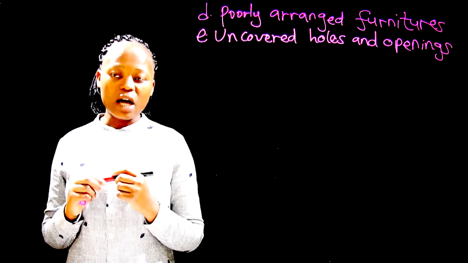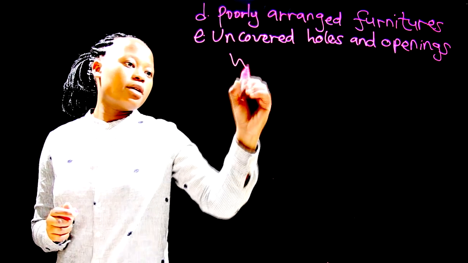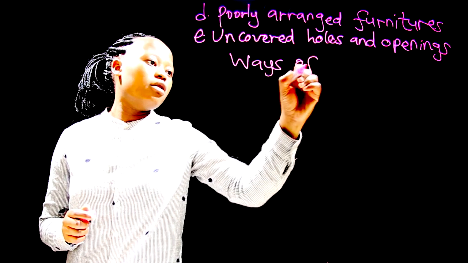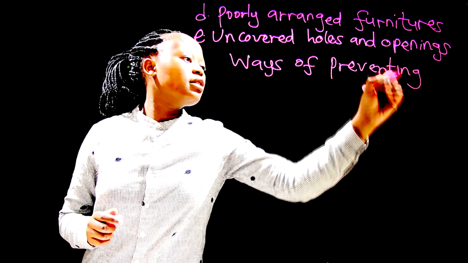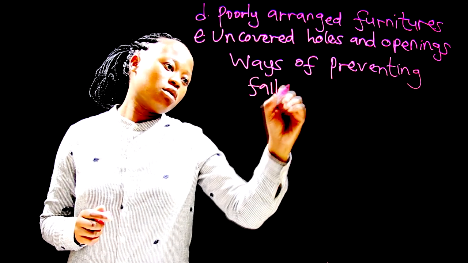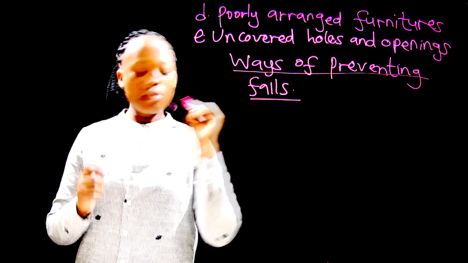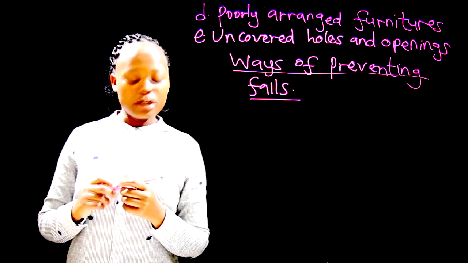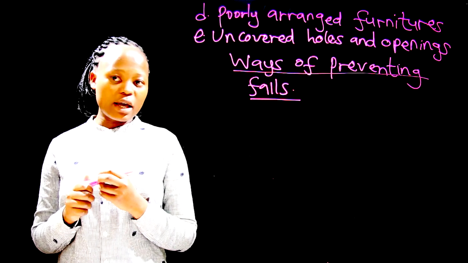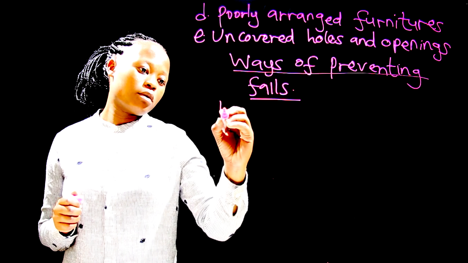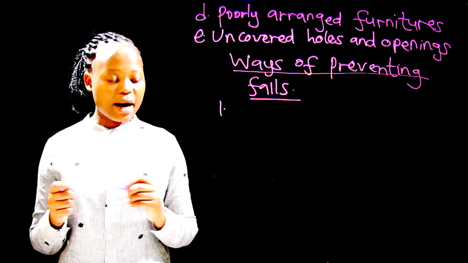Now, how can we prevent ourselves from falls? Let's look at ways of preventing falls. How can we prevent ourselves from losing stability and finding ourselves down on the ground? Number one, we need to clean spills and mark wet areas.